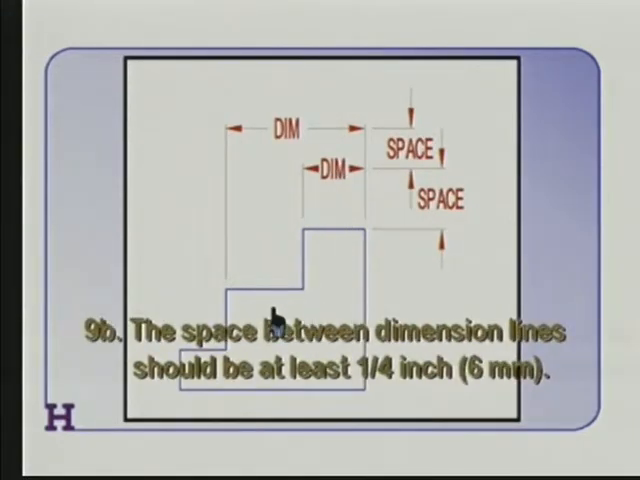When we're dimensioning the stacked dimensions like this, the space between dimensions should be at least 1/4 of an inch, alias 6 millimeters. And by the way, if we were using limit dimensions and we had a number over a number and a number over a number, we may need more space than that. This again is a minimum amount of space between dimensions.